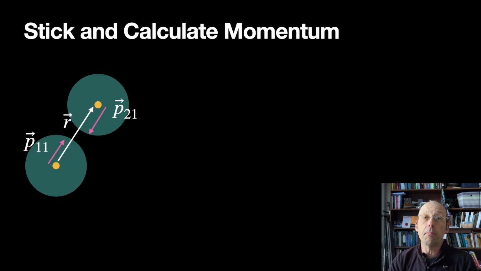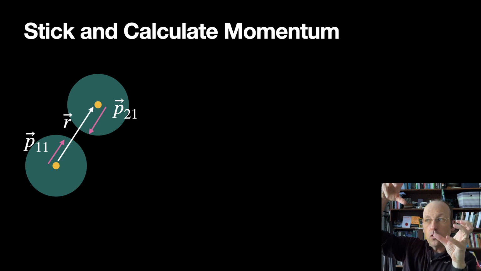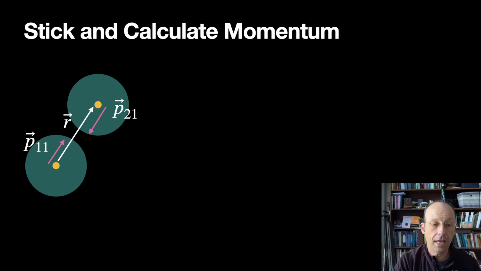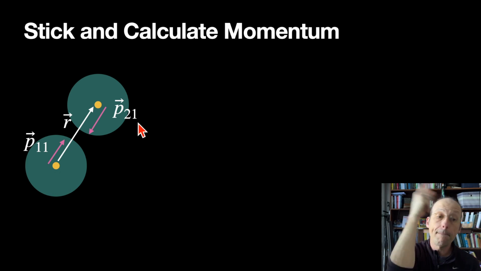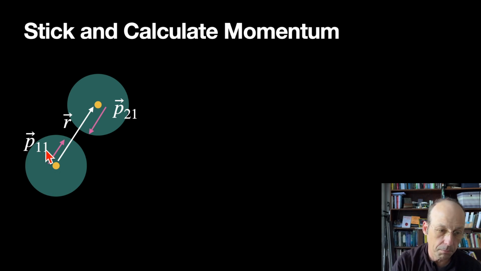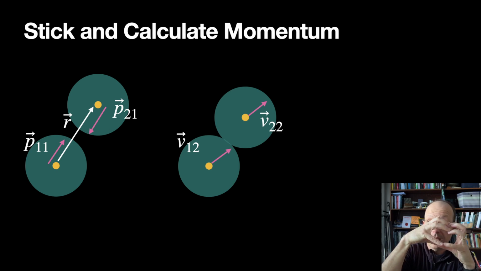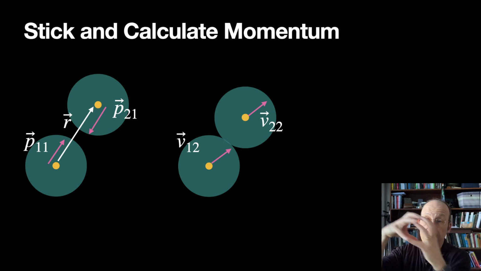So here's the model that I used before, and I call this the stick and calculate momentum. So I have two masses coming towards each other. This is momentum P11, the momentum of ball 1 before the collision. P21 is the momentum of ball 2 before, so that 1 is before. That's ball 1, that's ball 2. And what I want to do is to have them collide and then have the same final velocity, so they're just moved, so they're like stuck together. Does that make sense?